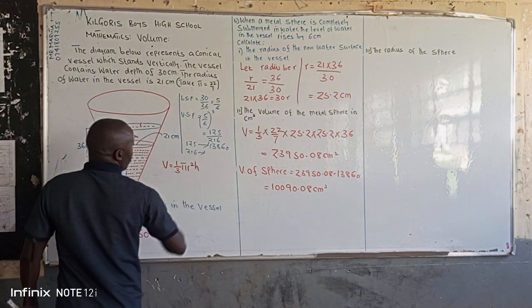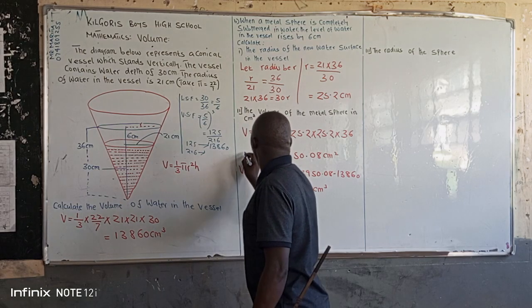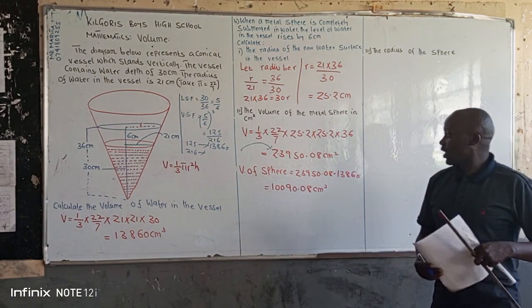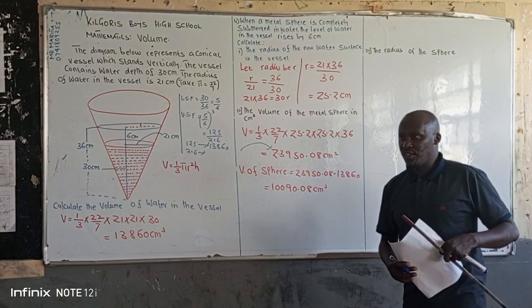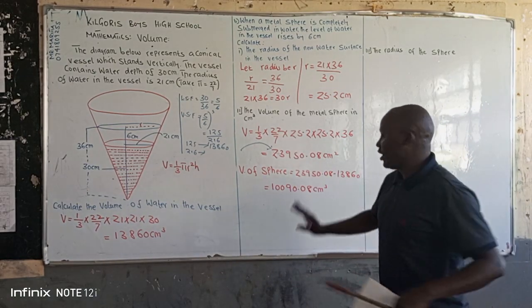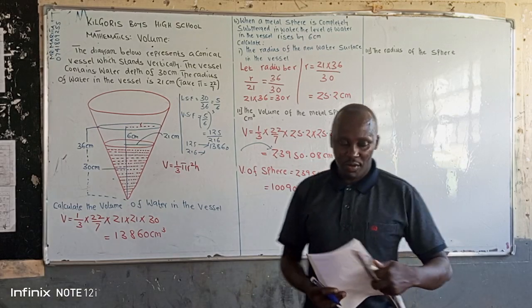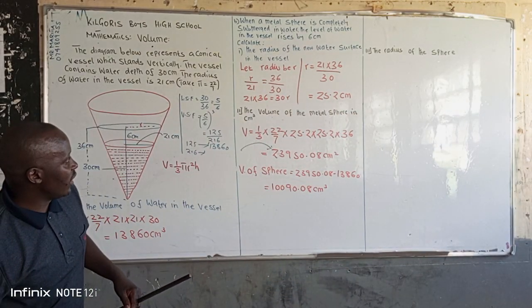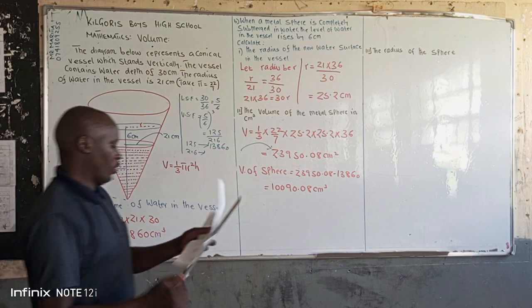So if you work that out, it will also give you the volume of the larger cone, which is equivalent to 23,950.08, and then you find the difference to give you the volume of the sphere. Then the last part, we are supposed to calculate the radius of the sphere.